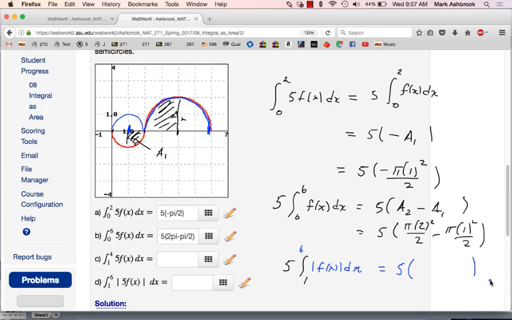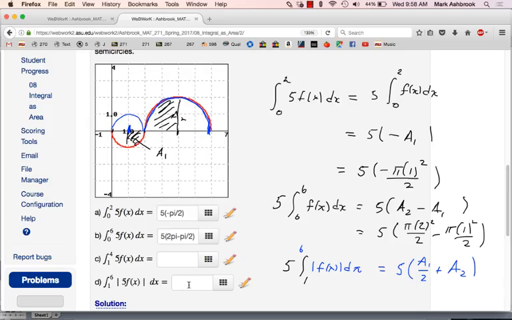He wants a1 over 2 plus a2. Right, because now the whole thing's positive. So we want a quarter circle of a1, just from 1, because it goes from 1 to 2. It'll be a quarter circle of that smaller radius, and then the full half circle for a2. So it'll be a1 over 2 plus a2.